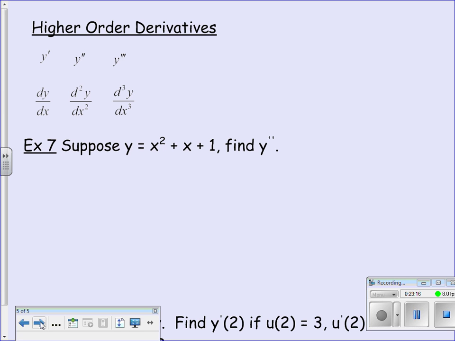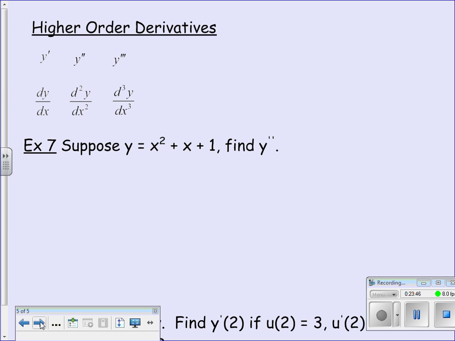higher order derivatives. Not just derivatives, but higher order derivatives. Those are just derivatives of derivatives of derivatives of derivatives of derivatives. Okay. So you have y prime, y double prime, y triple prime.